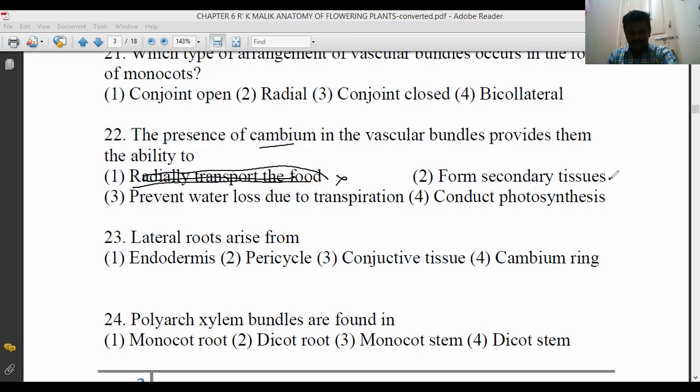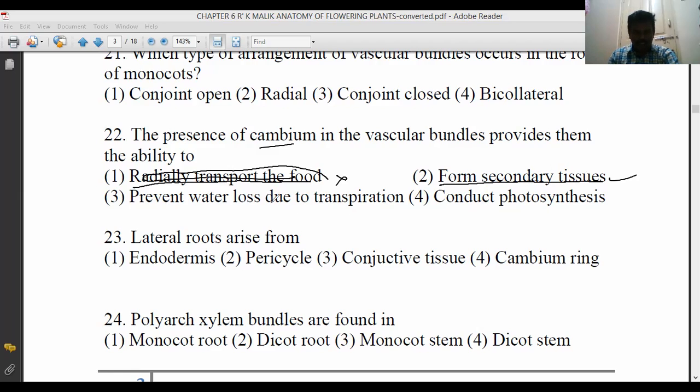Next, form secondary tissues. Cambium is a meristematic tissue. It divides rapidly and forms secondary tissues. Vascular bundles have the ability to form secondary tissues as they become meristematic in nature. Such vascular bundles are called open vascular bundles. So form secondary tissue is correct.